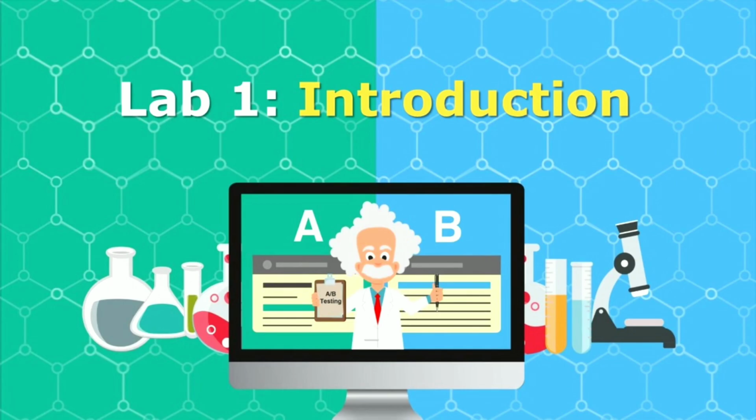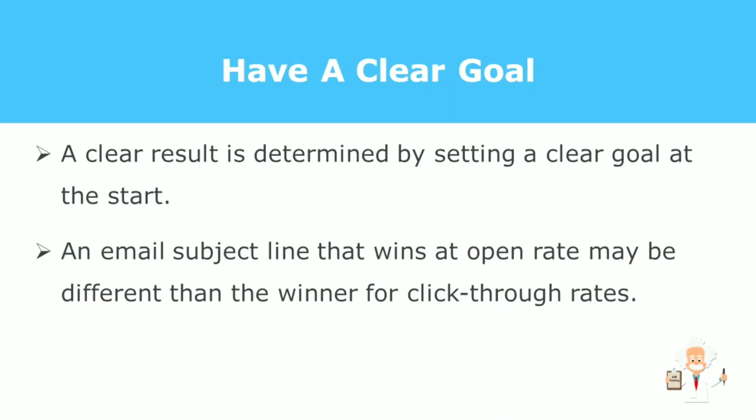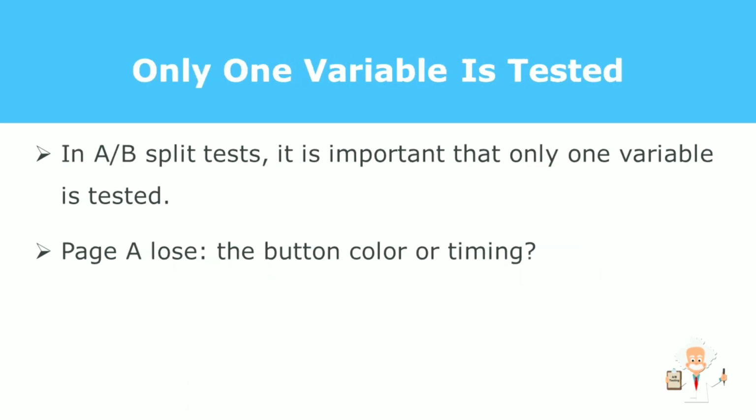things first. Have a clear goal. Is your goal to drive traffic? Is it clicks or even opt-ins? A clear result is determined by setting a clear goal at the start. An email subject line that wins at open rate may be different than the winner for click-through rates. Define your goal first.